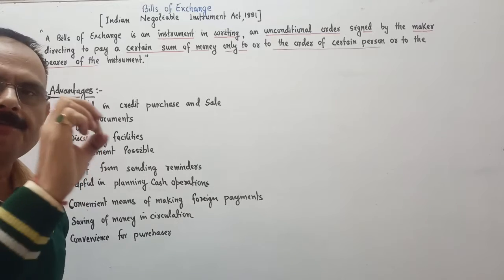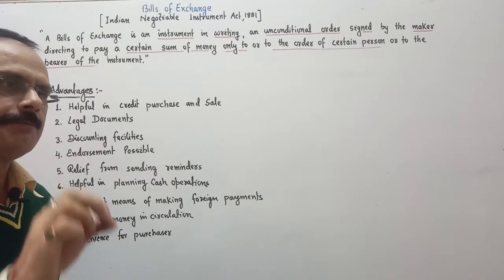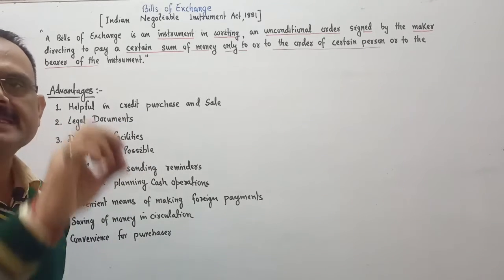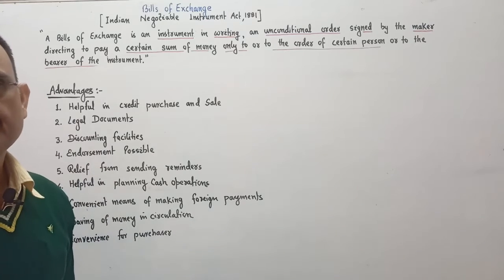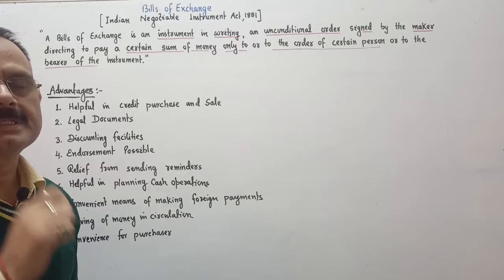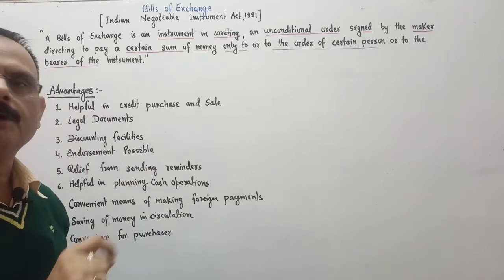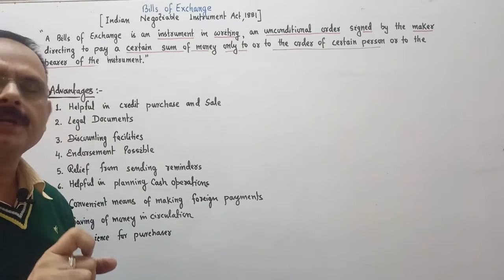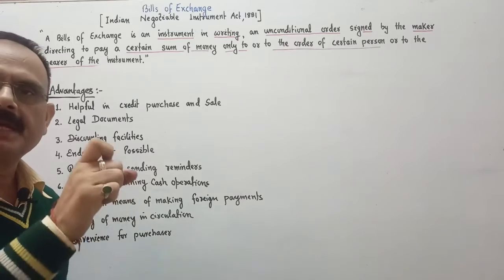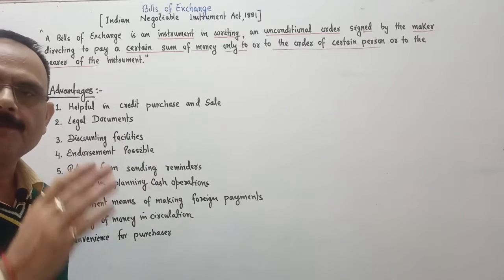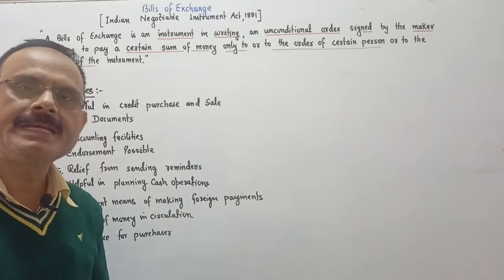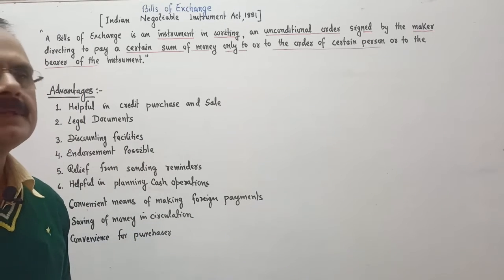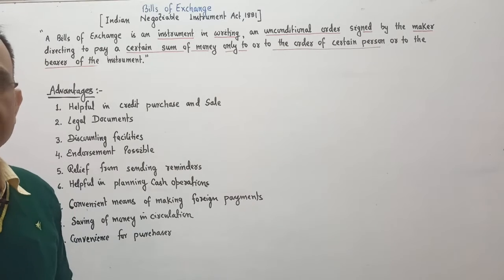If the drawee fails to pay the amount or refuses to pay, you can realize this amount from the court. It's a legal document. So this is another benefit. This is a legal document because it's drawn on stamp paper, or a proper revenue stamp is affixed, signed by the drawer and signed by the drawee. So this can be produced as legal evidence if there is any problem in the collection of the amount of credit sales.